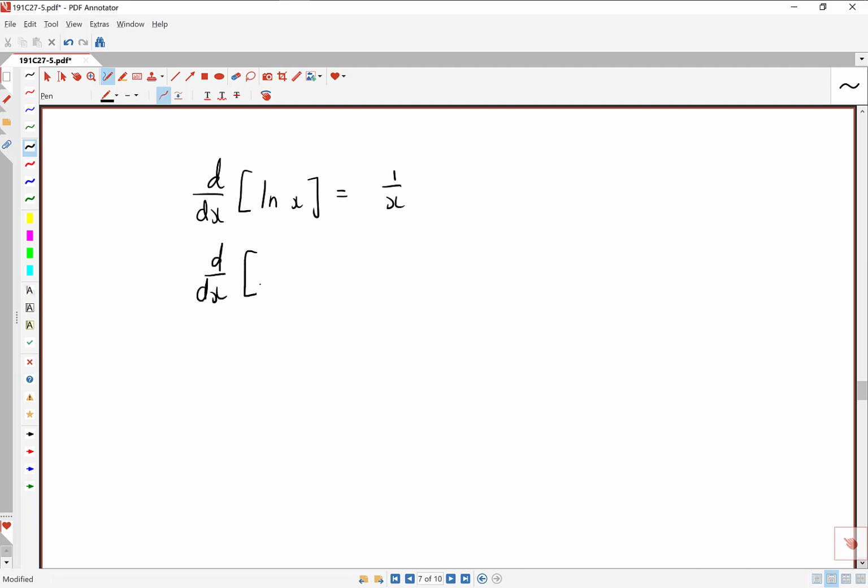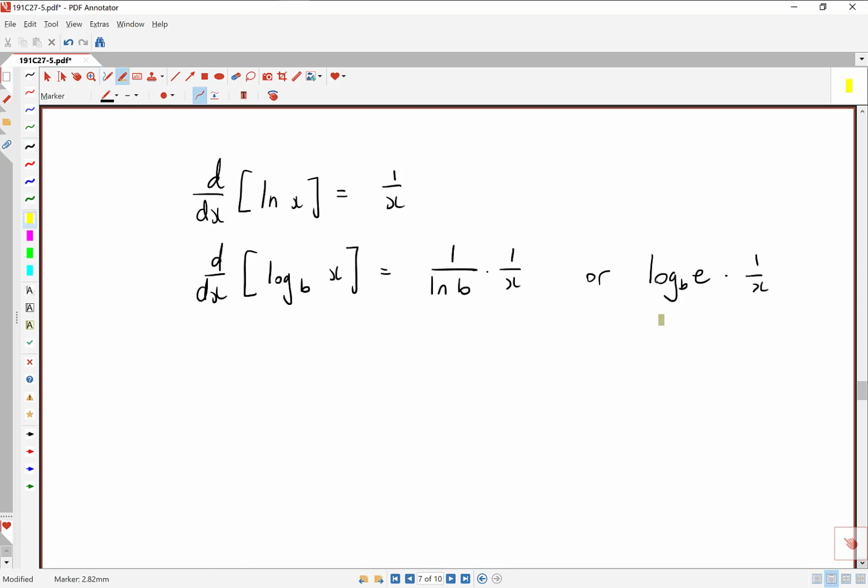Derivative with respect to x of log base b of x. It's almost the same as 1 over x. There's just this little adjustment factor, 1 over ln b, that goes out in front there. And then the other way of writing that is to write log base b of e times 1 over x, because log base b of e is just another way of saying 1 over ln b. So when I'm writing down our answers, I'll use both versions.